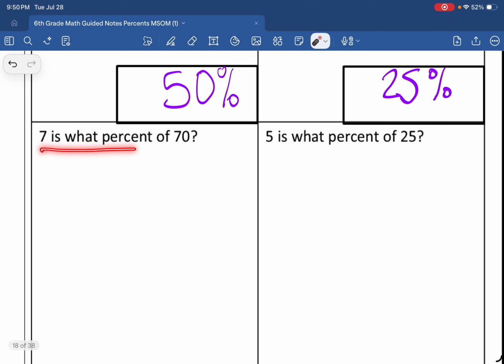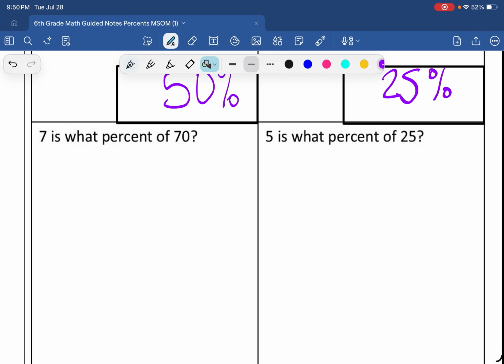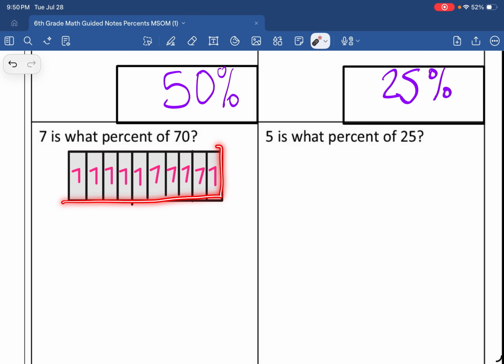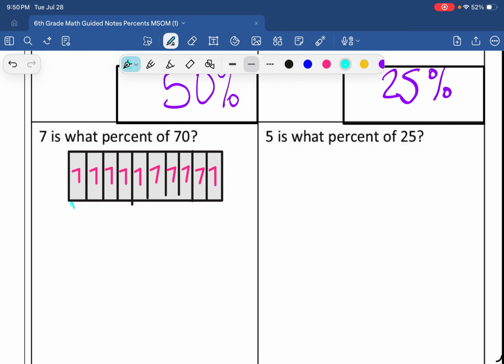7 is what percent of 70? So let's start with my bar model. 70 divided by 7 is 10, so I'm going to divide this up into tens. One section is 7, so here's my whole. 7 times 10 is 70. Now that is 100%. So I have to divide that up into 10. Each one of those is going to be 10%. Therefore, since it's talking about what is 7 out of 70, that's going to be 10%.